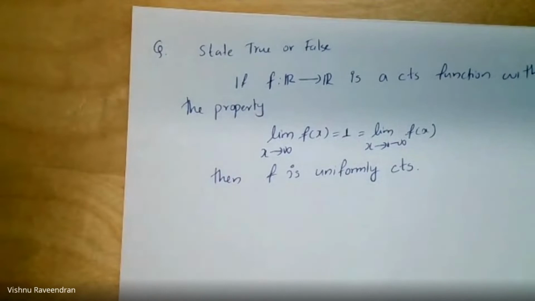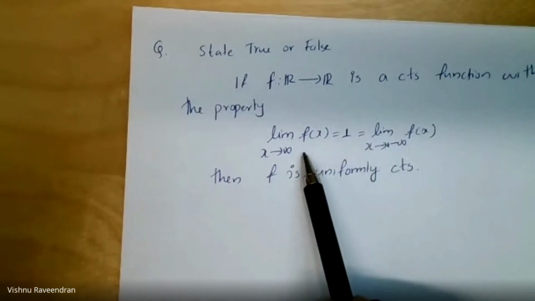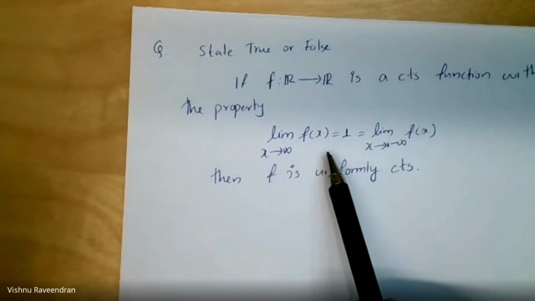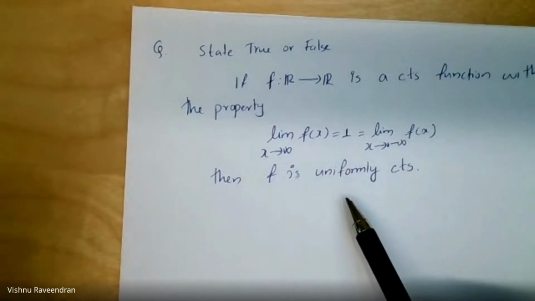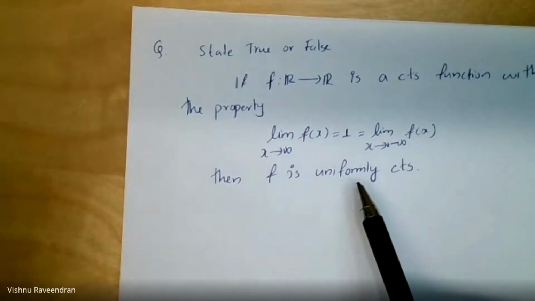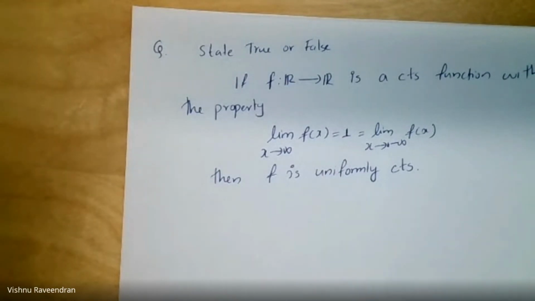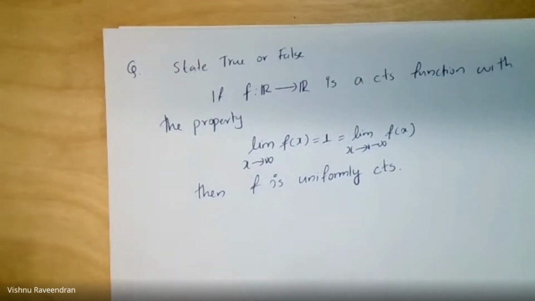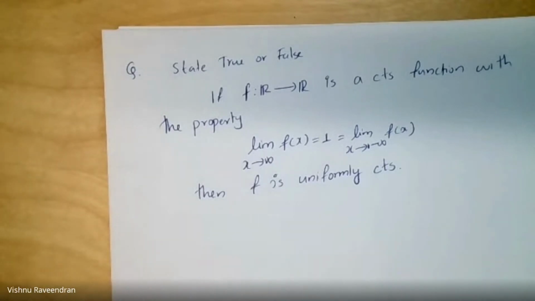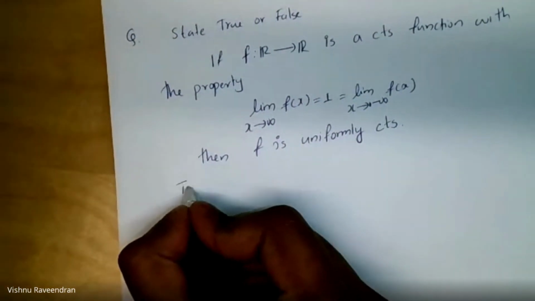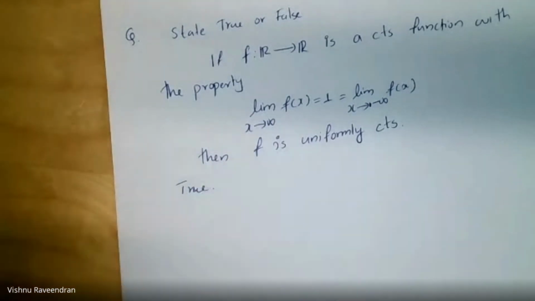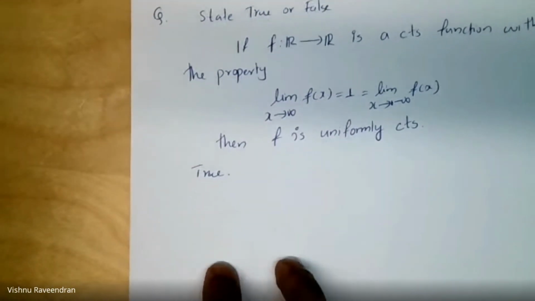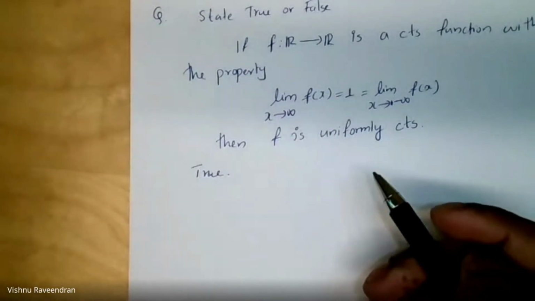This is a statement. What it says is that you have a continuous function and you know both limits exist at infinity and minus infinity, and are equal to 1. Then is this function uniformly continuous or not? Yes, it's true. But how do we prove this statement, basically?